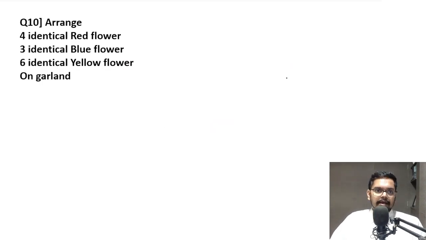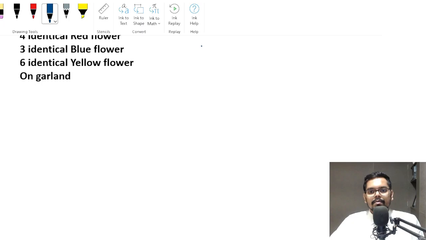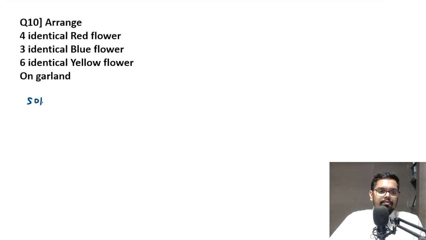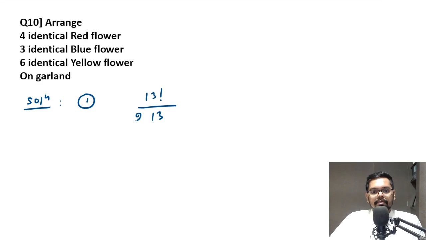Final question of the day. Arrange 4 identical red flowers, 3 identical blue flowers, 6 identical yellow flowers on a garland. A lot of students will say, sir, now I have mastered this topic, right? It's very simple. How many flowers do we have? 6, 4, 10, 13, right? Circular arrangement, so 13 factorial by 13. But since it is a garland question, repetition we have to avoid, so divide by 2. Very good, this is the wrong answer.